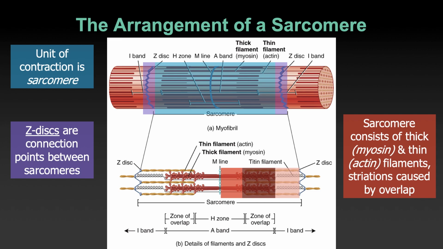Myosin is thick and heavy. It's big. Actin is thin and fine. These fibers overlap and they give the sarcomere its striated shape. The stripiness, the striations, result from how much overlap there is.